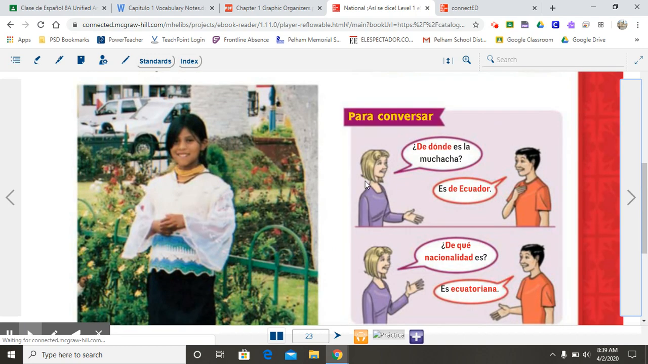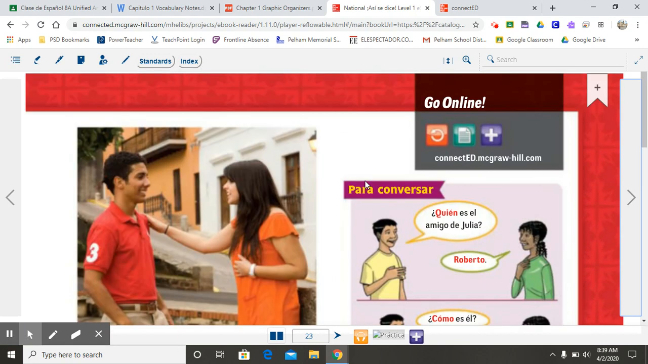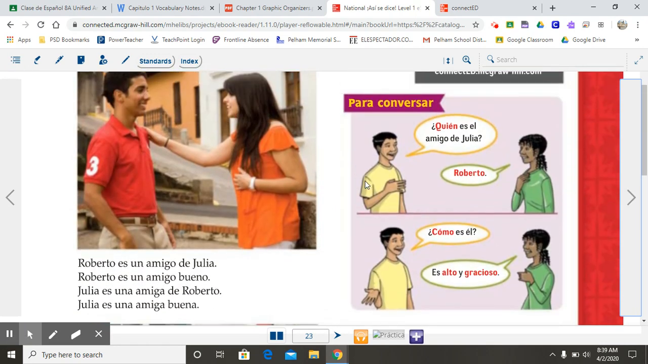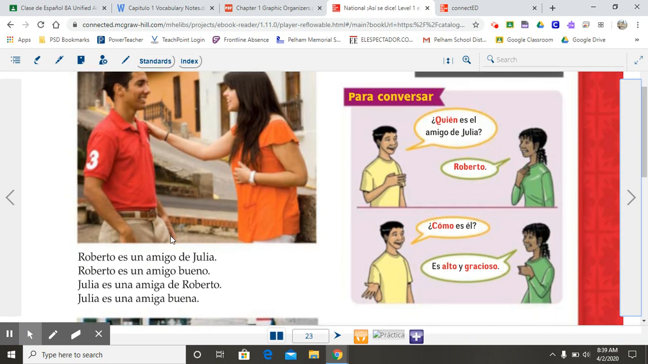Next page. Now this part, what I'd like you to do is I want you to try, and as you know, every time we have these conversation pieces, this is what I want you to practice at home today. All right? This little conversation piece. So let's look at this one first. Here we have a boy, Roberto, and his friend, Julia. So I'm going to read to you what it says. It says, Roberto es un amigo de Julia.